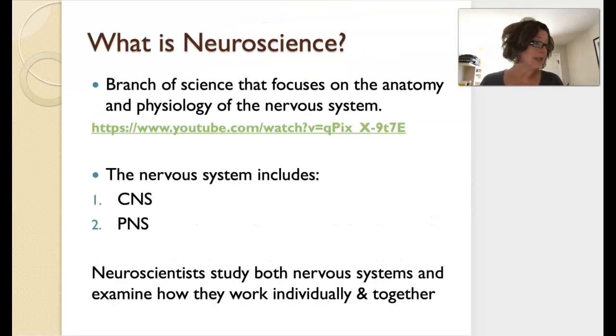Okay, so let's have a go at some terminology and sort of situate this a little bit. So basically, what is neuroscience? This is what we're just dipping our toe into here. Basically, it's a branch of science that focuses on the anatomy and physiology of the nervous system.